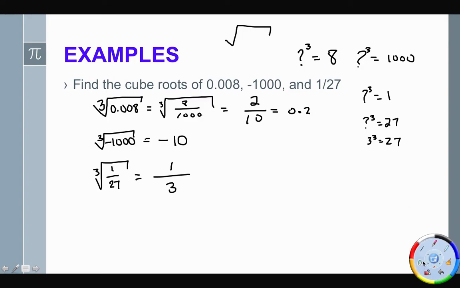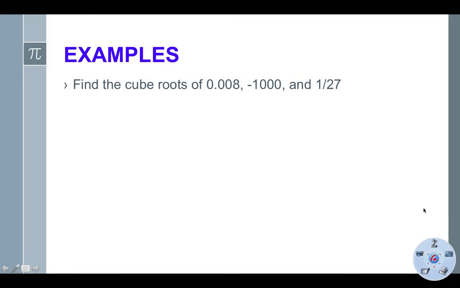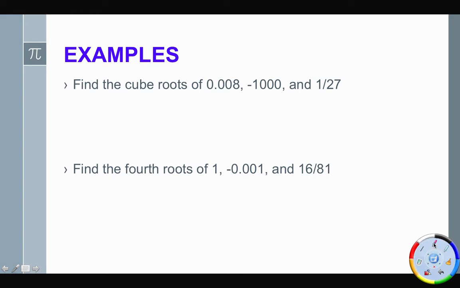So let's look at an even root. If we had a fourth root, again, the index is going to be a 4 on our root. We know the fourth root of 1 is 1, but it's also negative 1. So we know that the fourth root of 1 is both 1 and negative 1.